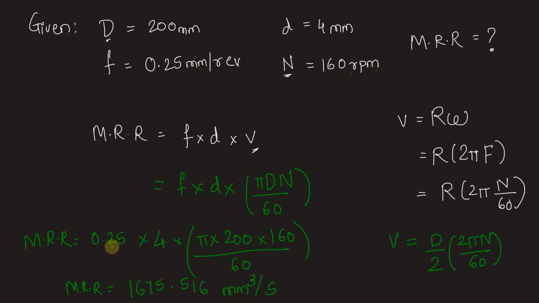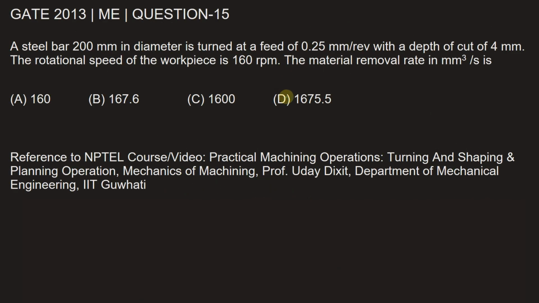We have three terms with the unit millimeter in it. So definitely when we multiply them, we get millimeter cube, and per second is there with the N by 60, because it is revolution per minute, and we have converted it to revolution per second. Let's go back and mark the correct option. So the correct option is option D. Material removal rate in millimeter cube per second is 1675.5.